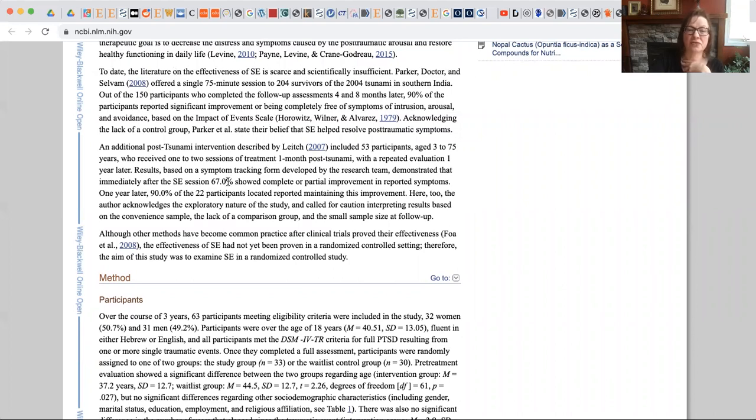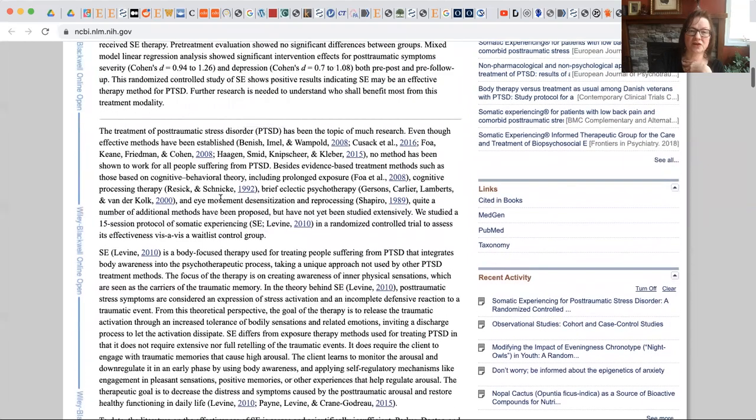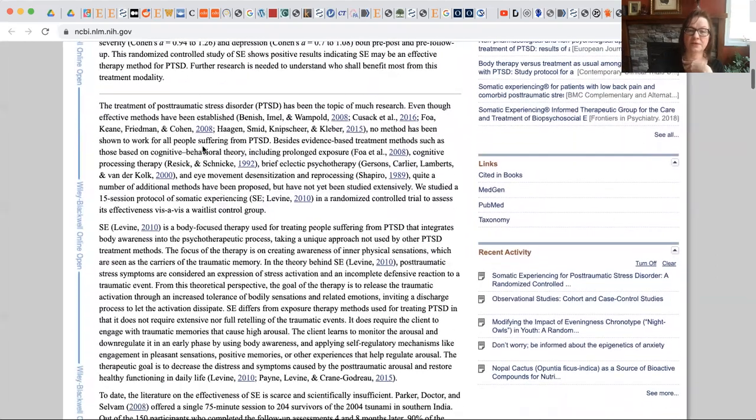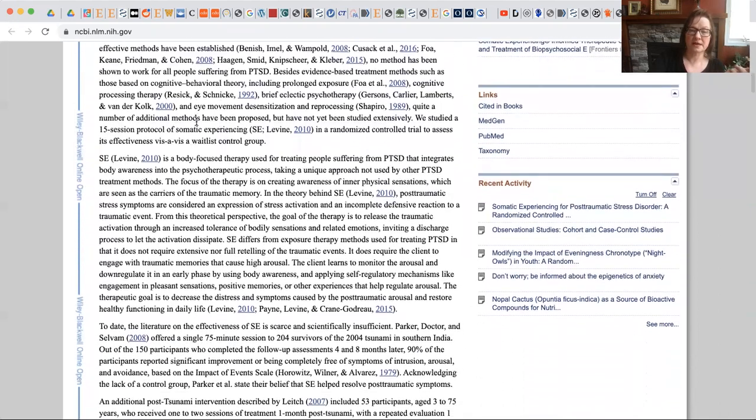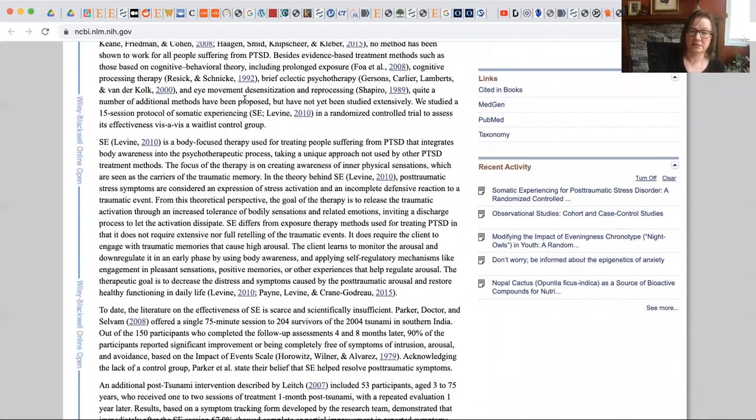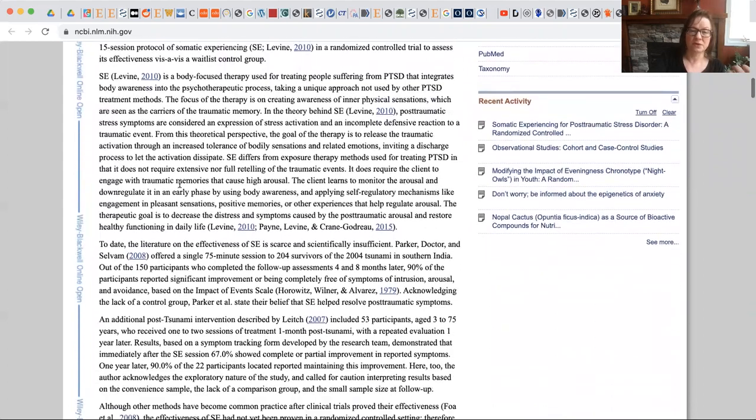And then here's another tsunami intervention in another study. So they talk about that. So to quickly review the introduction, all we have is this. PTSD has been researched. There are lots of things that seem to help, but somatic experiencing hasn't really been looked at. Paragraph 2, this is what somatic experiencing is all about.